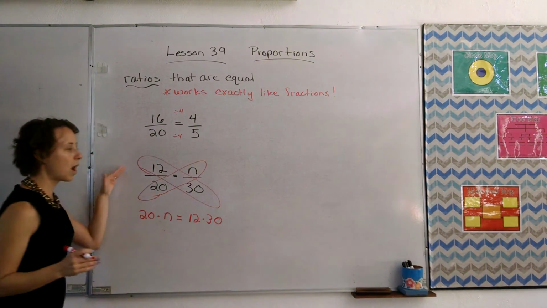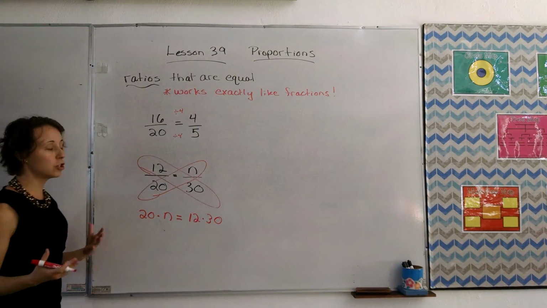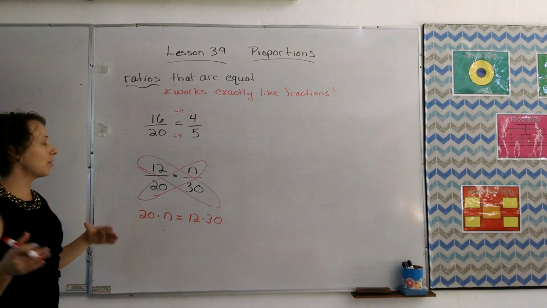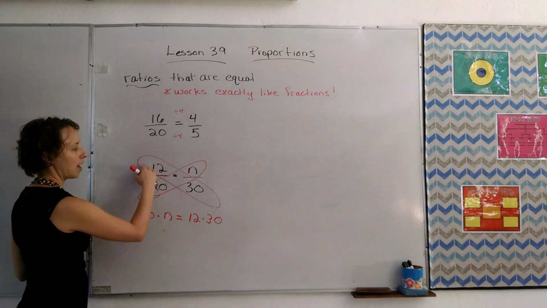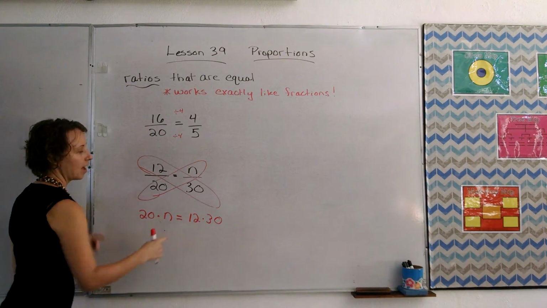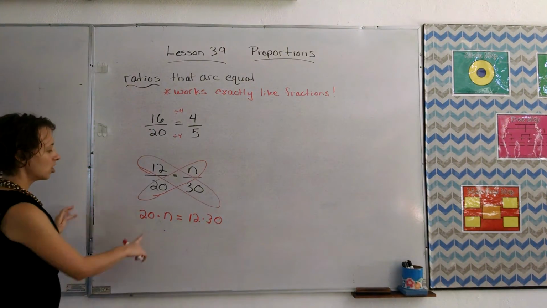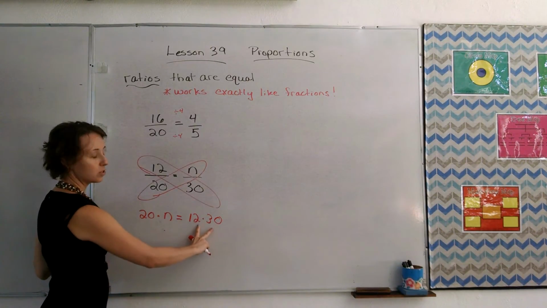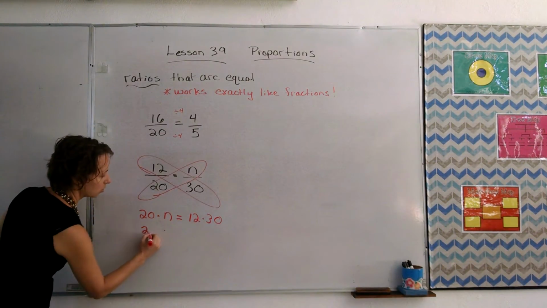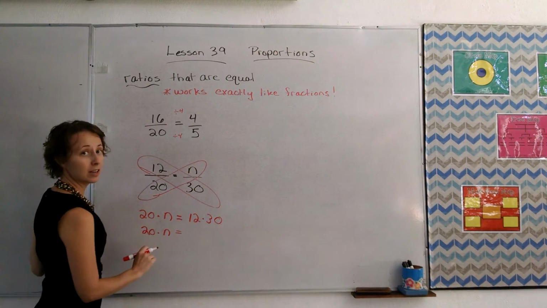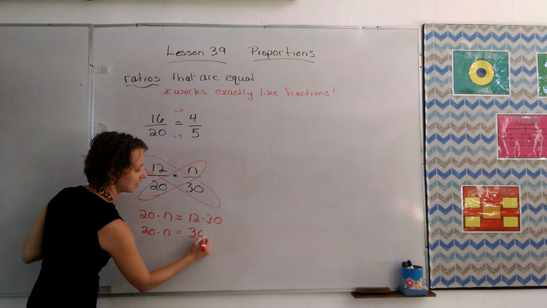Now the proof as to why this works out is a little long, so I'm not going to share it with you today. However, for both ratios and for equivalent fractions, you can cross multiply, and the answer should be equal. Now I can solve. 20 times n equals 12 times 30. Let's do this part first. 12 times 30 is 360.